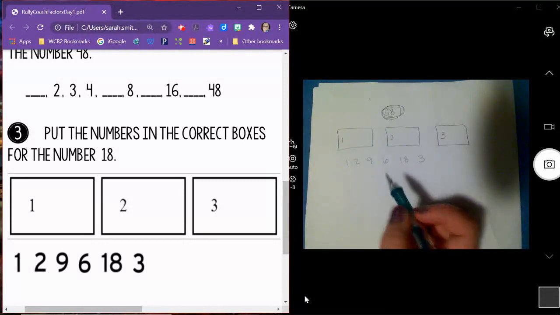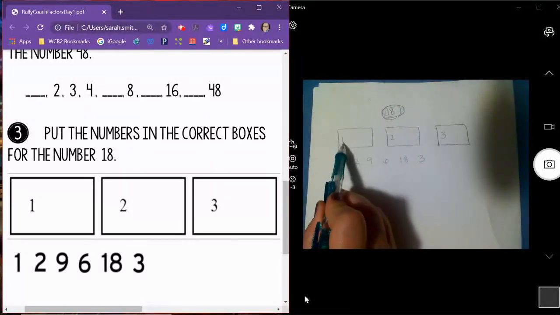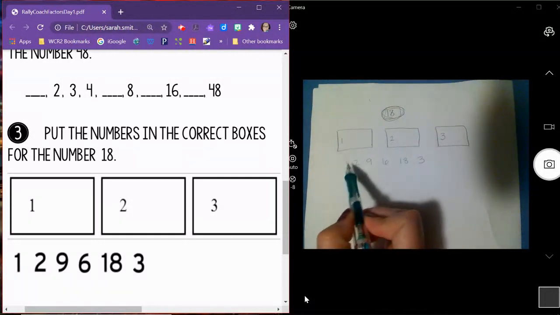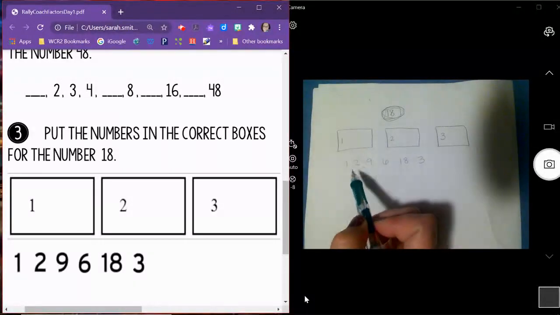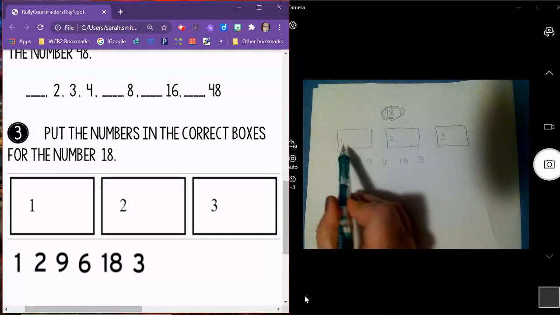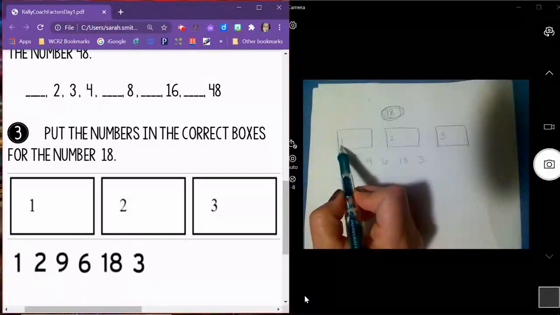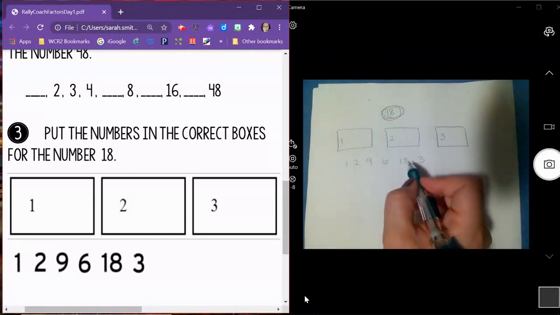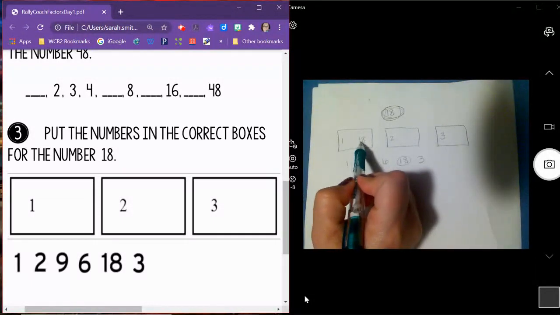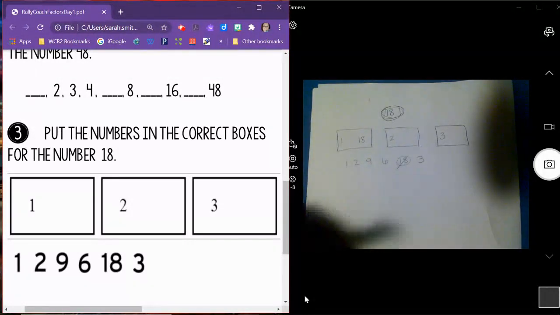All right, so when you do factor pairs, basically when you see numbers already in the box, it's your hint that these are factors. So 1, 2, and 3 are definitely factors of 18. So our job now is to figure out what other numbers are going to fit with these factors. So 1 times what equals 18? So we know that 18 would go in this box because 1 times 18 is 18. All right? So that is all you have to do there, is 1 and 18.